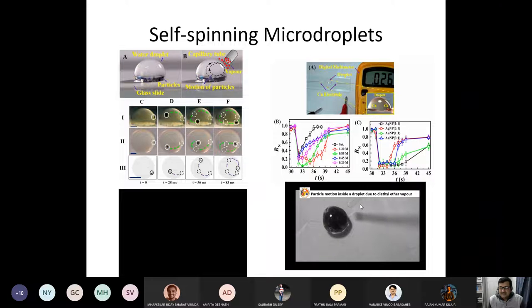This next view will make it a little more clear. In this micropipette, you have some alcohol, or maybe this is diethyl ether. This also has diethyl ether vapor in it.